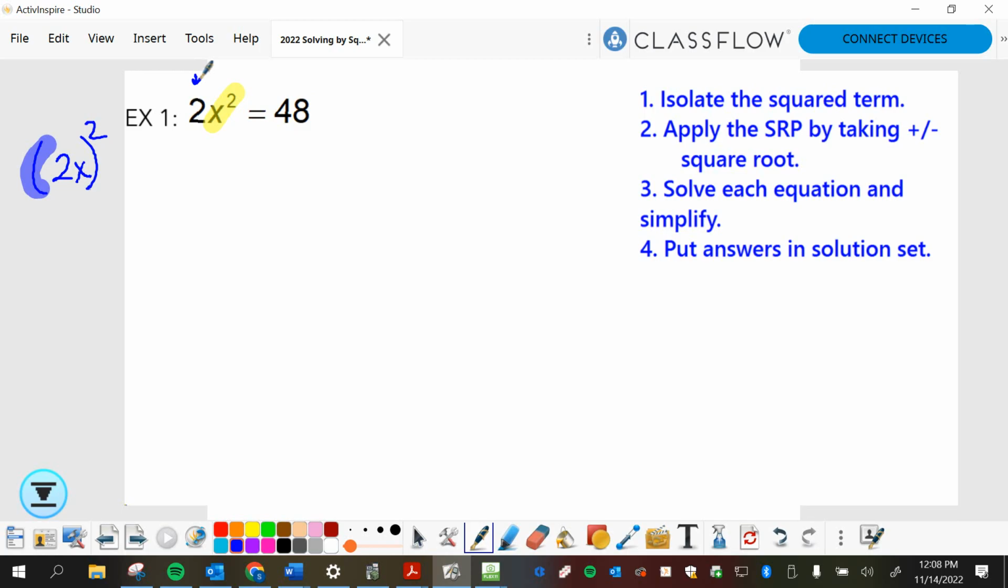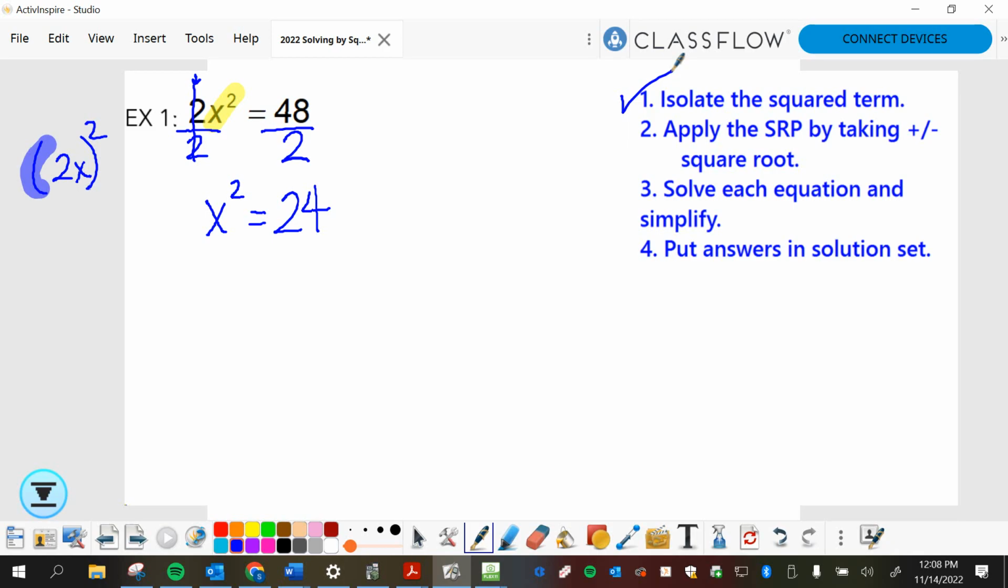How am I going to get rid of that 2? Divide. Exactly. Don't subtract it because it's being multiplied. So we're going to divide by 2. Okay? So now I'm looking at x squared equals 48 divided by 2 is 24. So that's step 1. I isolated the squared term.